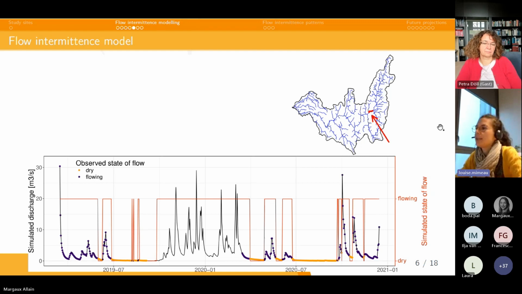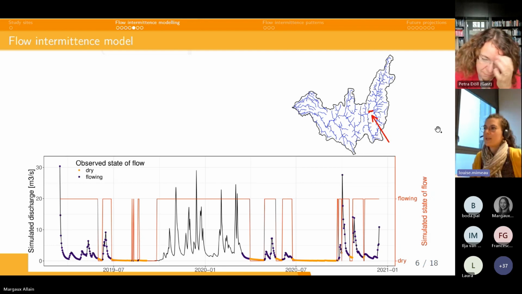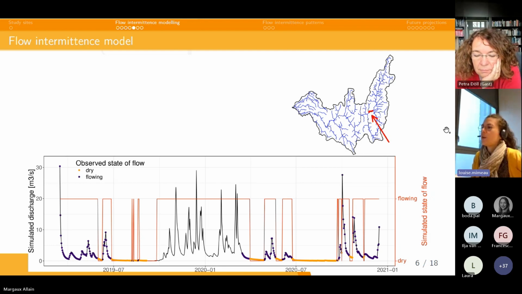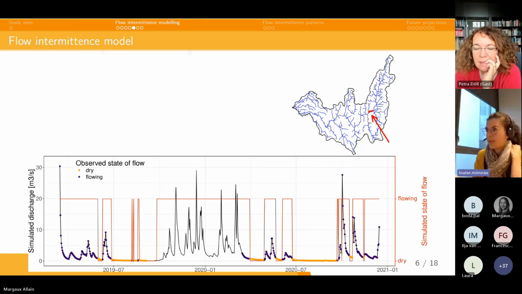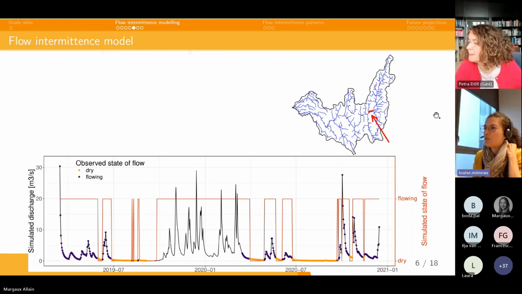And here, if we look again at our example in the reach in the Albarine river network, now we can see in red the output of the random forest model. It's the red line, and if it's high, it means that the random forest model predicts a flowing condition, and if it's low, it's dry. And then you can see that with the random forest, now we can predict better the days with dry conditions, and the model can also be used to extrapolate the state of flow in periods when we don't have observed data. Next, please.